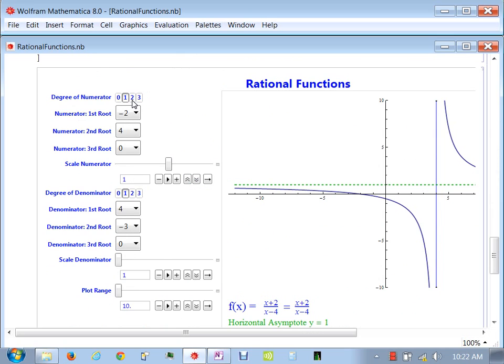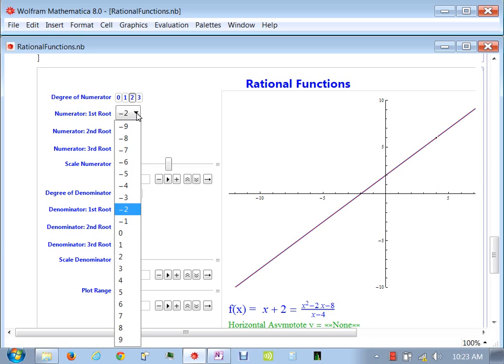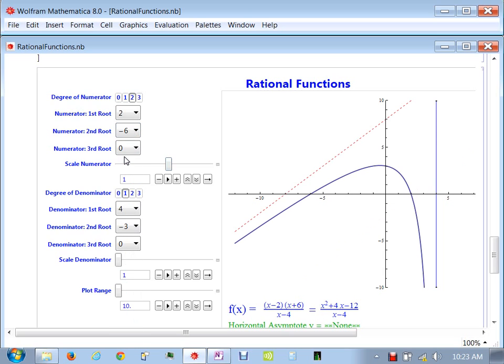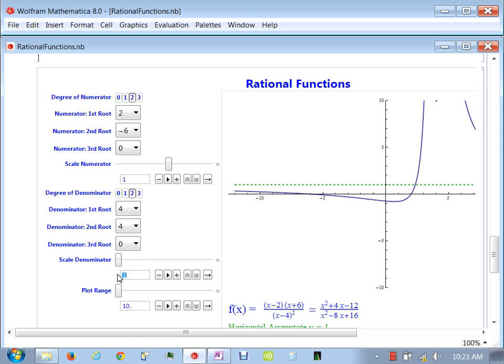What was the degree of our numerator? 2, right? And what were the roots of that? It was 2 and negative 6, right? And the denominator had a degree of 2 also. And it was 4, negative 4. But there was a 2 in front here.